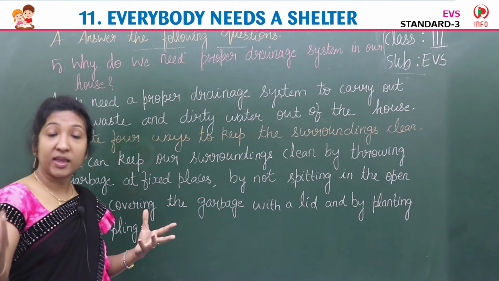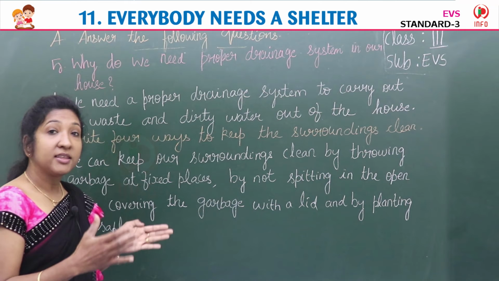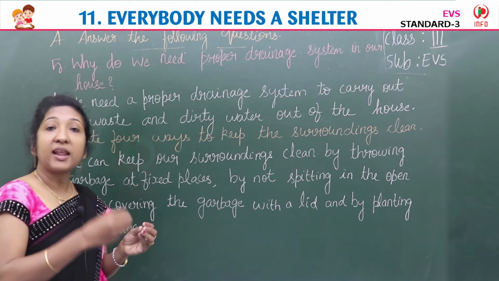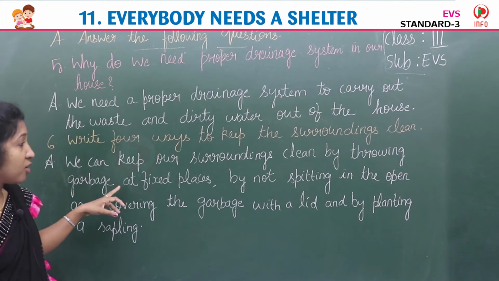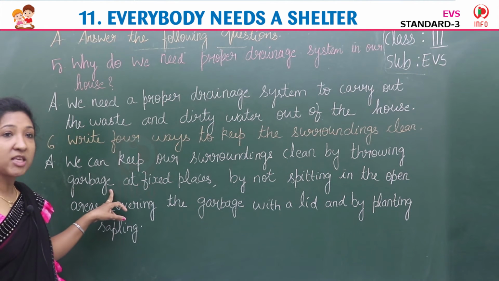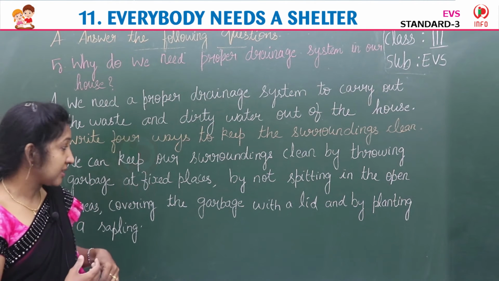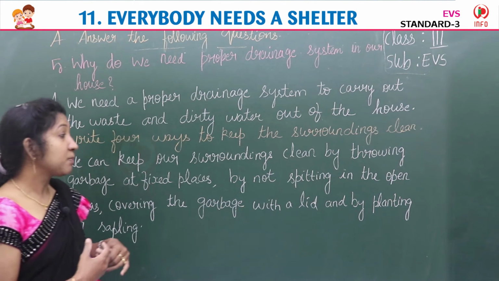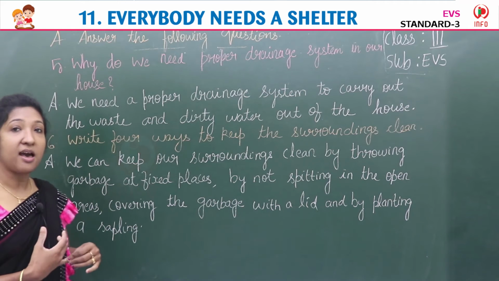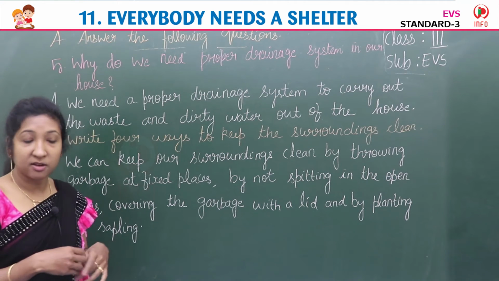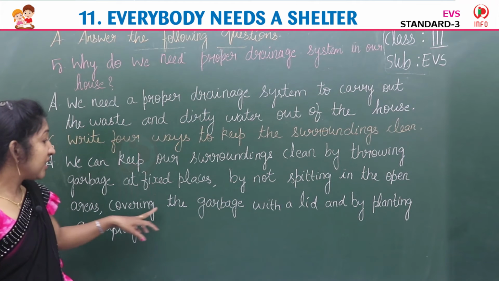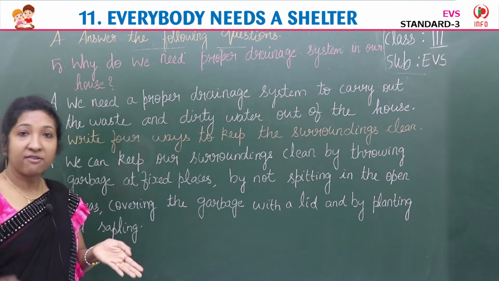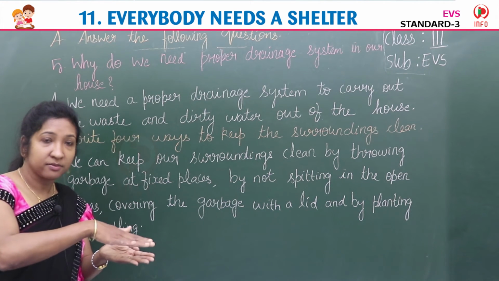We have to throw the waste. Okay. Where? At the fixed place. Here and there we should not throw it. We can keep our surroundings clean by throwing garbage at fixed places, by not spitting in the open areas. We should not spit here and there or in the public place. Covering the garbage with a lid. Cover the dustbin with a lid.